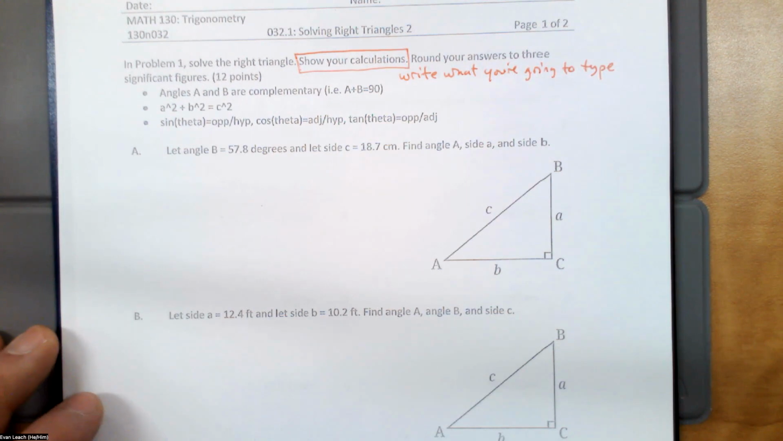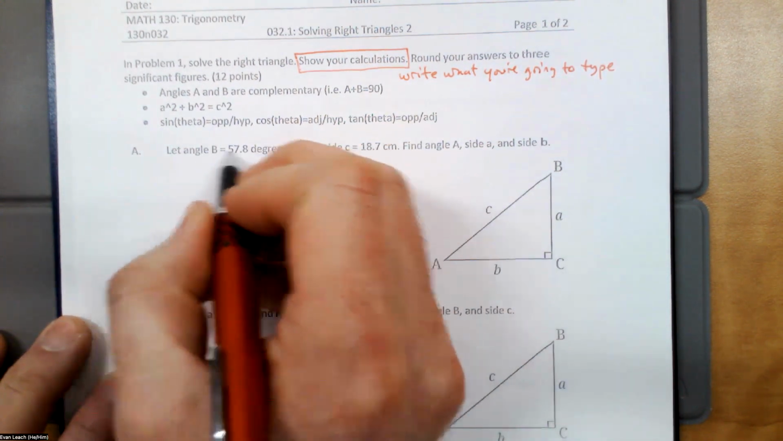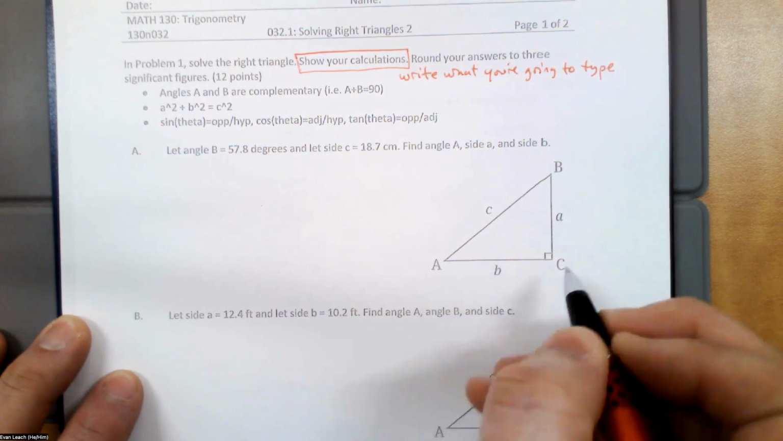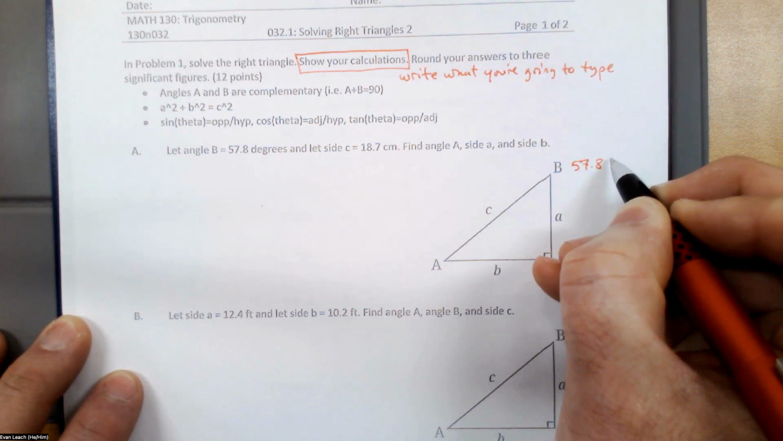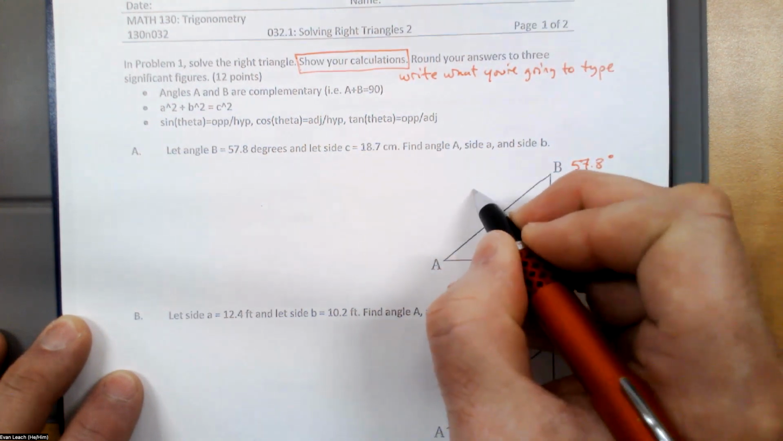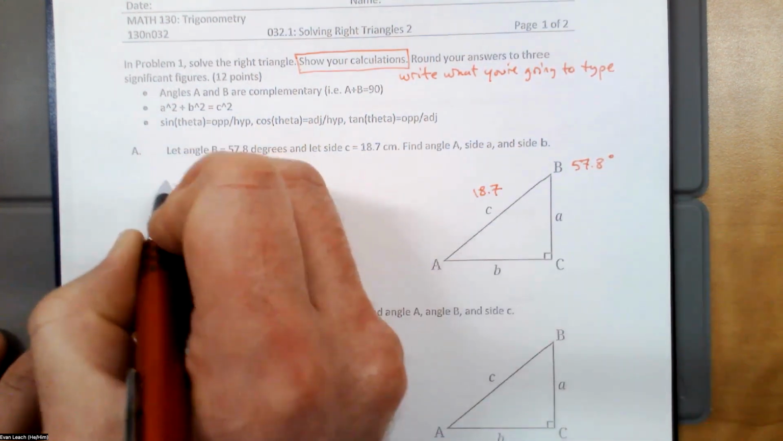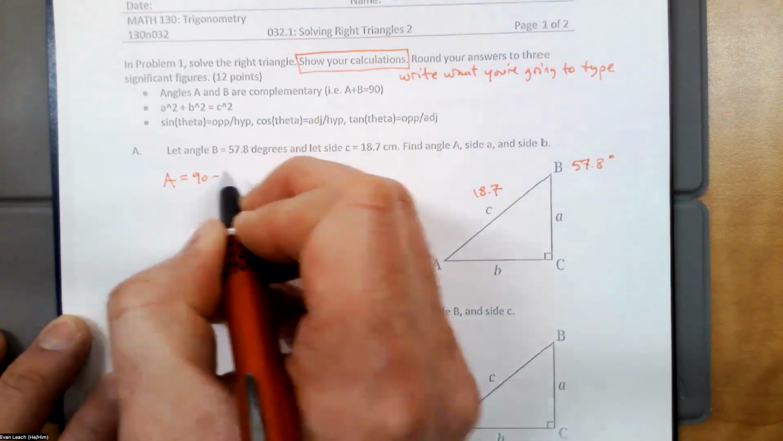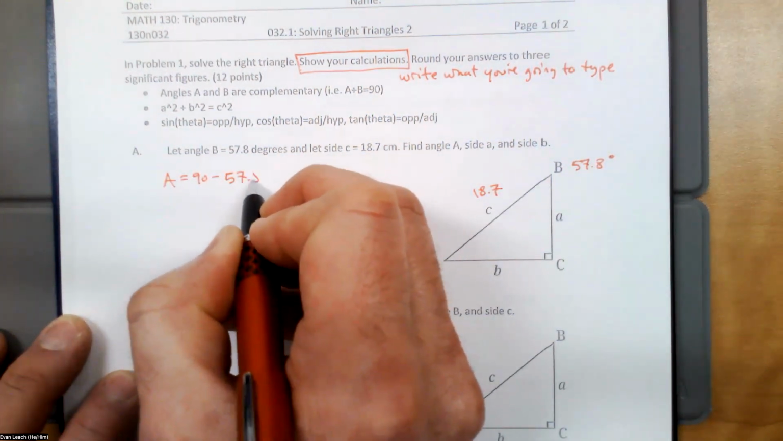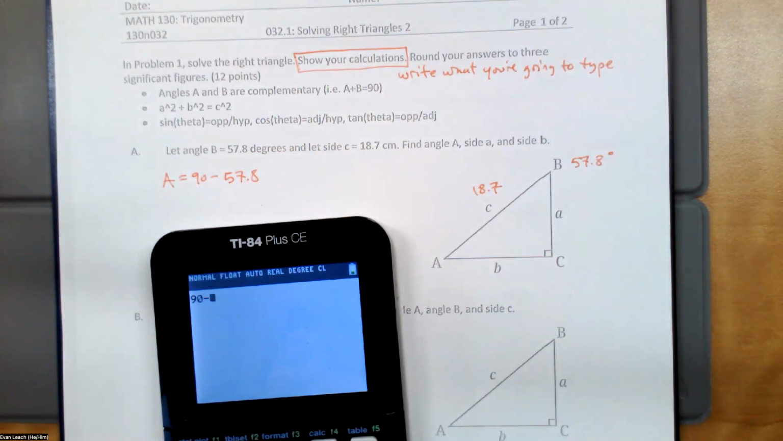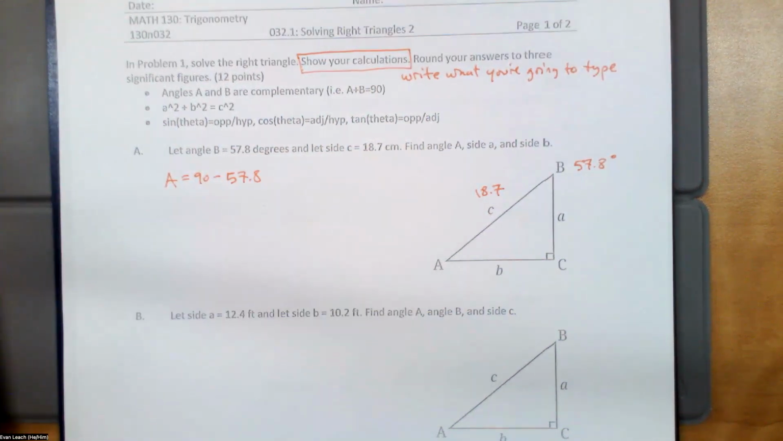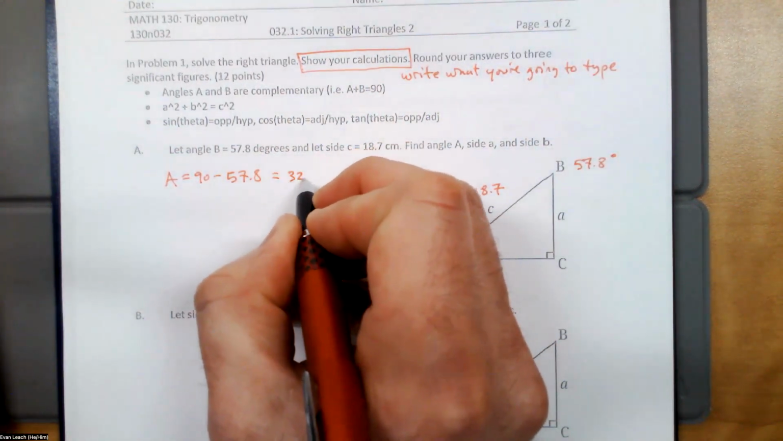So strategy 1: if you have two angles, subtract to find the third angle. We have this angle B. We have the angle C is 90 degrees. So B is 57.8 degrees, and side C is 18.7. So we're going to subtract. A is 90 minus 57.8. I'm going to write this down because this is what I'm taking to my calculator. It's just subtraction. Nothing fancy going on here. Don't even have to worry about rounding. 32.2. We are a third of the way done.